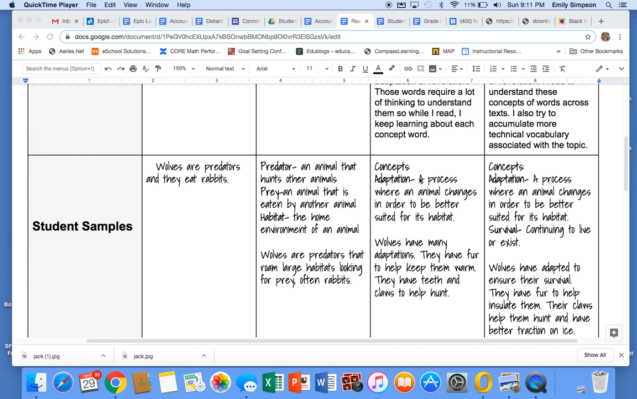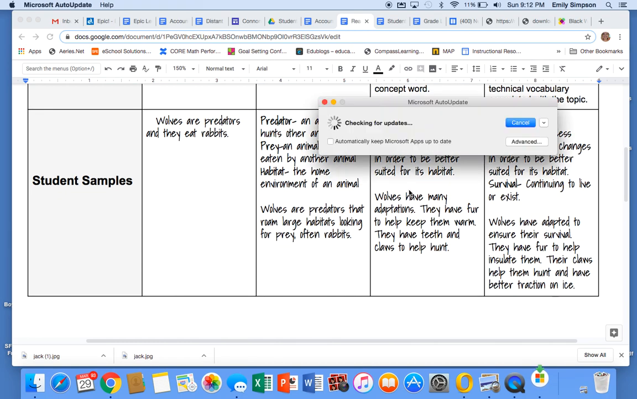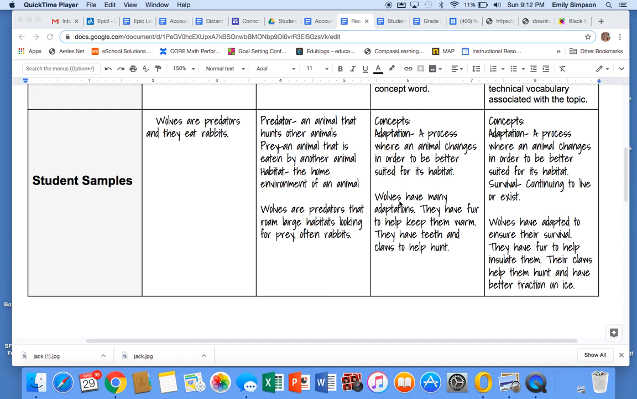So, for instance, adaptation, the process where an animal changes in order to be better suited for its habitat, is a concept, a big idea about wolves. So a student who's a level 3 might write, wolves have many adaptations. They have fur to help keep them warm, and they have teeth and claws to help hunt.